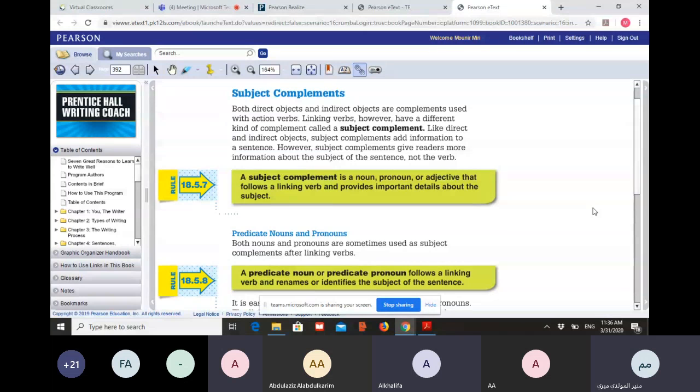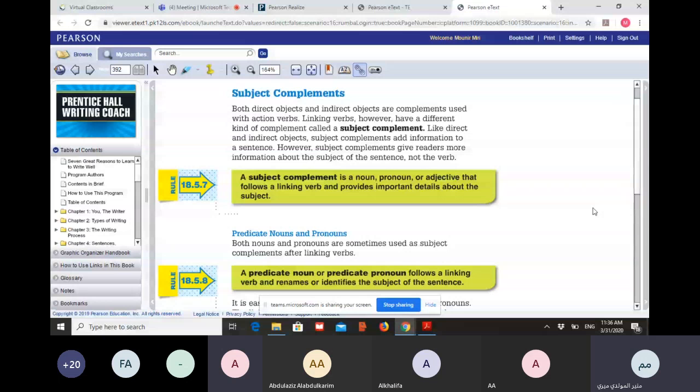Excellent. So this is the same thing that we have been saying. Indirect and direct objects always come after an action verb. However, a subject complement comes after a linking verb, and it either identifies or describes the subject, and it adds extra information about that particular subject of the sentence.